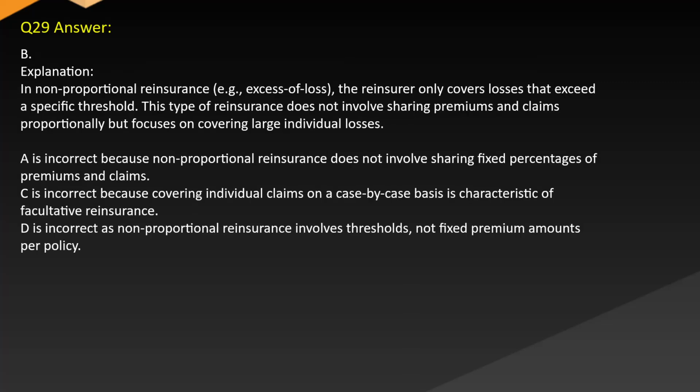Answer: B. Explanation: In non-proportional reinsurance, e.g. excess of loss, the reinsurer only covers losses that exceed a specific threshold. This type of reinsurance does not involve sharing premiums and claims proportionally, but focuses on covering large individual losses. A is incorrect because non-proportional reinsurance does not involve sharing fixed percentages of premiums and claims. C is incorrect because covering individual claims on a case-by-case basis is characteristic of facultative reinsurance. D is incorrect as non-proportional reinsurance involves thresholds, not fixed premium amounts per policy.